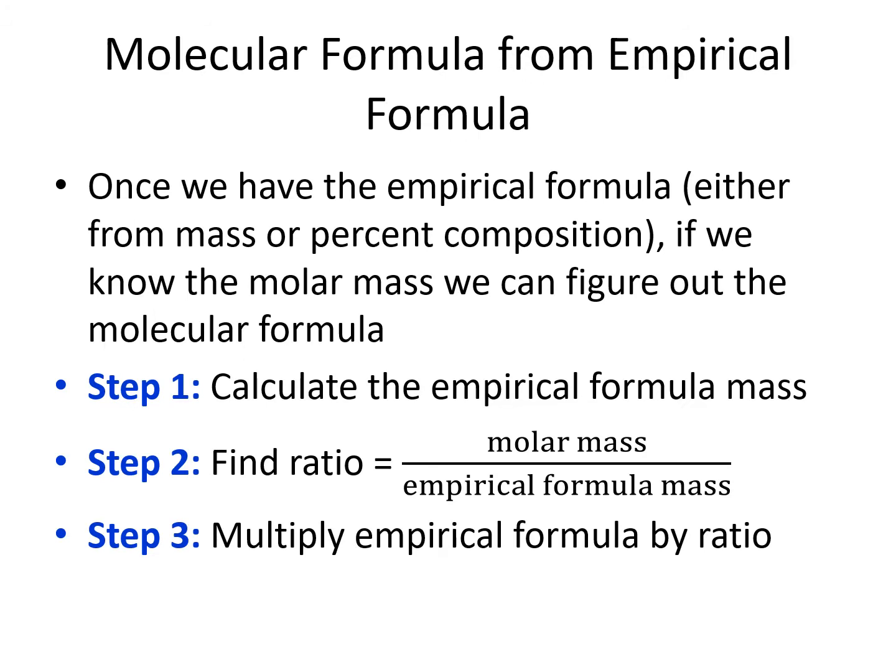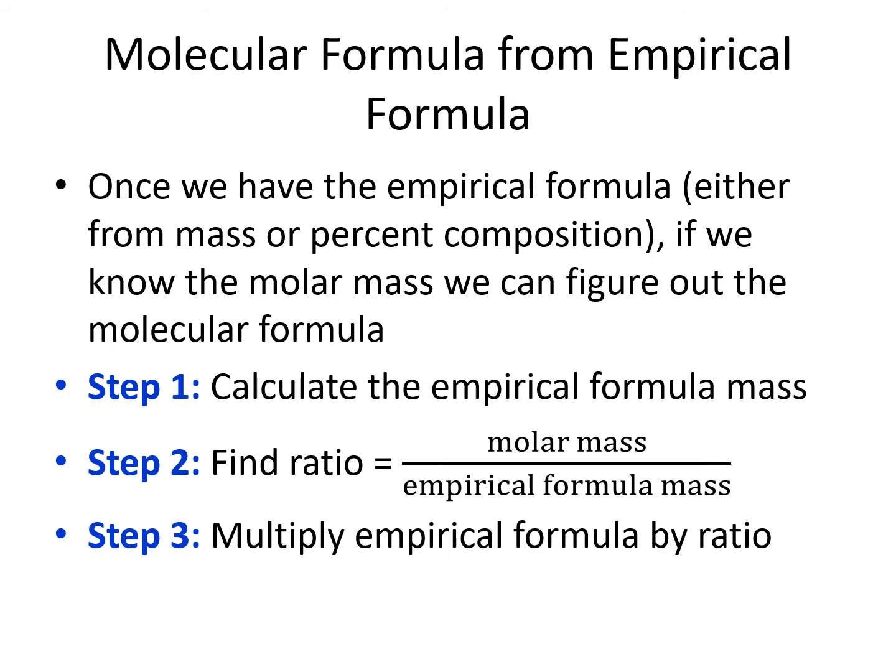Our final type of calculation in this section is finding molecular formula if we know the empirical formula. And we can, again, find that empirical formula if we know either the masses of each of the elements in grams or the percent compositions. So our first step as we do this type of problem is calculating an empirical formula mass. That is the mass based on the empirical formula.